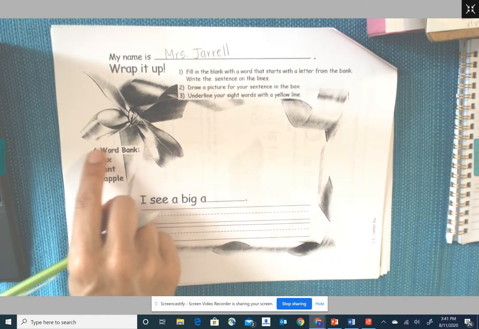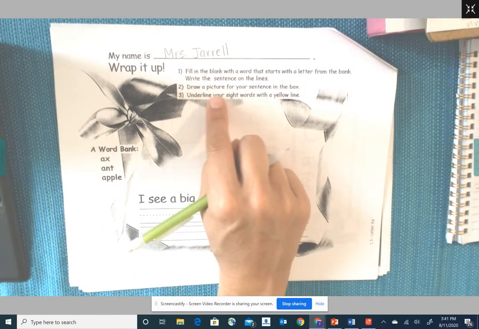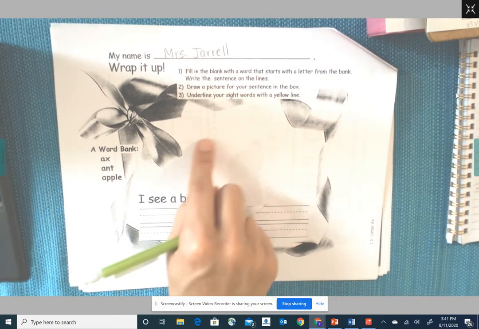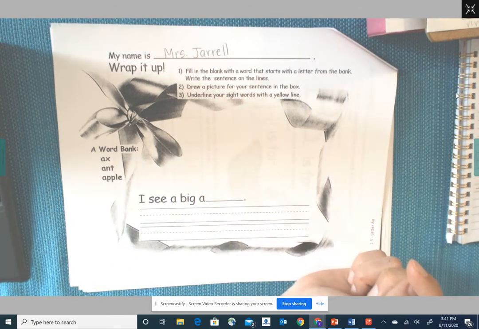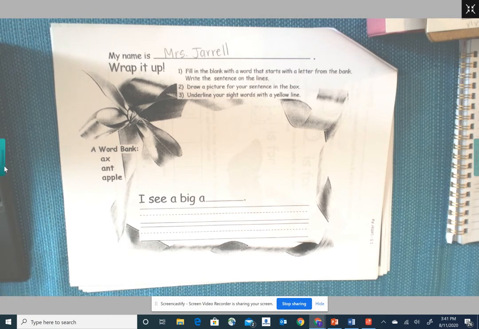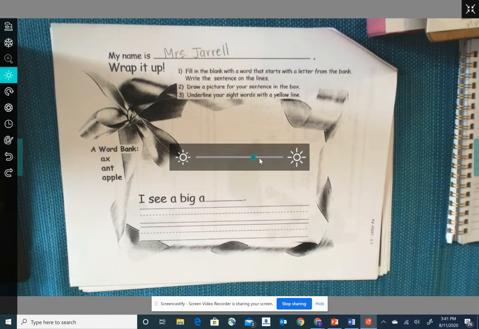This right here is your word bank. Write the sentence on the lines. Draw a picture for your sentence in the box and underline your sight words with a yellow line. Let me make this a little bit. There we go.